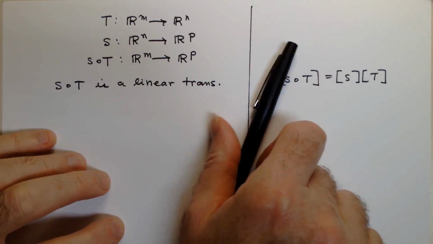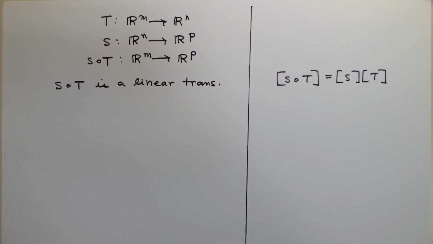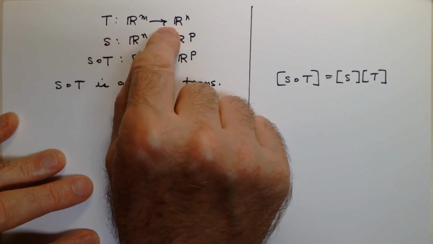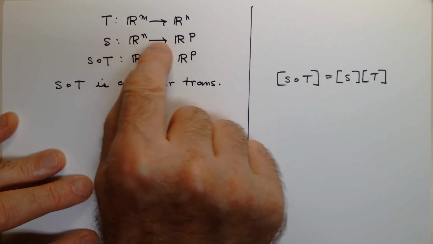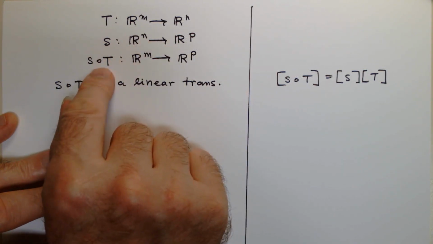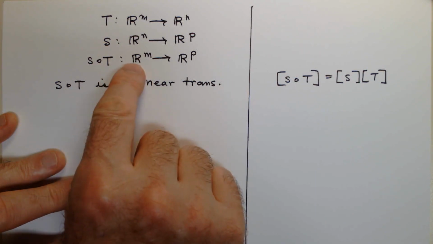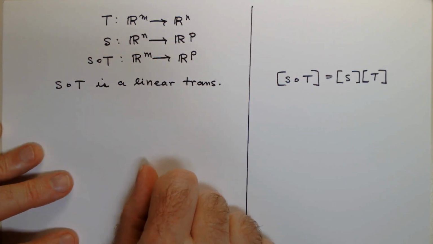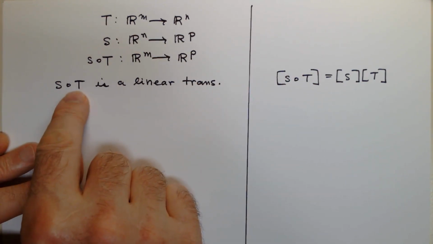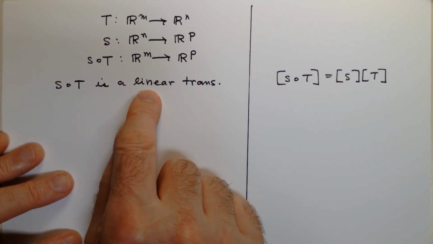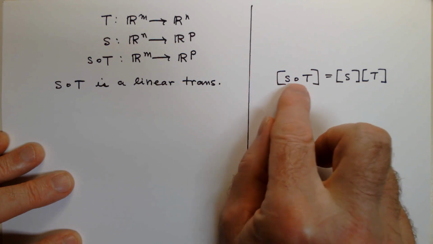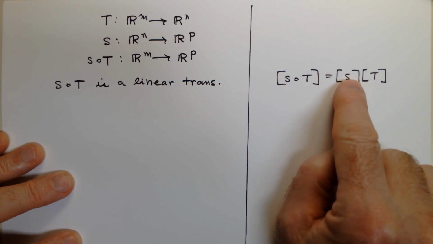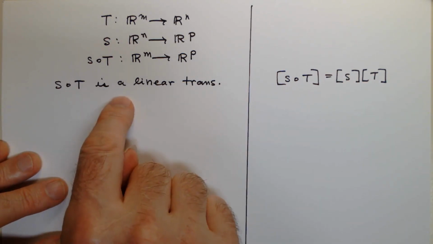All right, welcome to the document camera. Let's look at the proof of theorem 3.32. And let's remember, in this theorem, T is a linear transformation from Rm to Rn. S is a linear transformation from Rn into Rp. And when I compose S and T, that's going to give me a transformation from Rm into Rp. Now, our first job is to show that S composed with T is in fact a linear transformation. And then we'll show that the matrix associated with S composed with T is just the product of the matrix associated with T times the matrix associated with S. So let's do this part first.